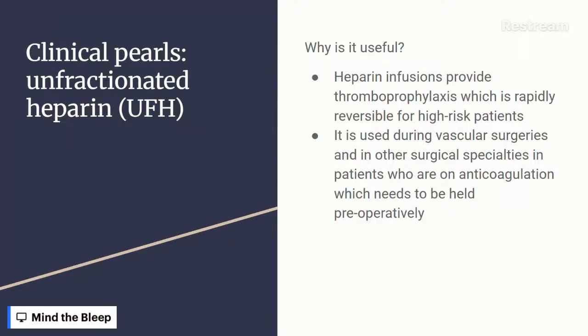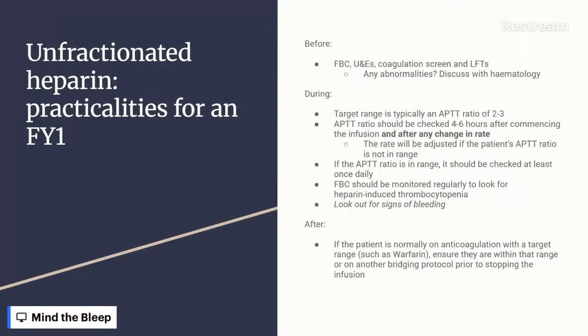For example, if they need to be bridged for warfarin preoperatively and postoperatively, patients are given heparin as a bolus if they've got acute limb ischemia. So you'll be seeing a lot of heparin around. It's good to have a general idea of what the guidelines are around monitoring and who should be doing what. Before starting, you need to do a full panel of bloods: a full blood count, U&Es, a coag screen, and LFTs. If anything is deranged, speak with the hematologists.